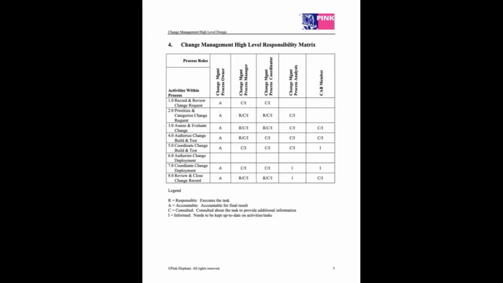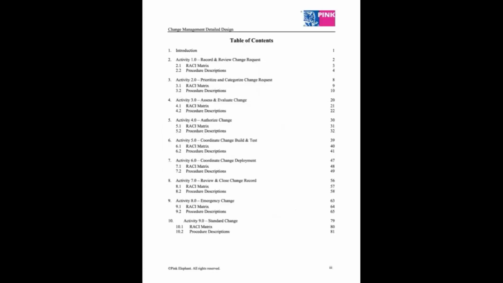So once you've agreed the high-level design, then you would go into the detailed design document. And basically what this document is doing is it's exploding out each of those high-level process activities. So for each of those activities, we've now gone a little bit deeper, and we've defined what are the procedures that would be supporting that high-level activity. So for record, review, and change request, again, we provide an overall Visio document to support that procedure, RACI matrix, and go into specific descriptions.